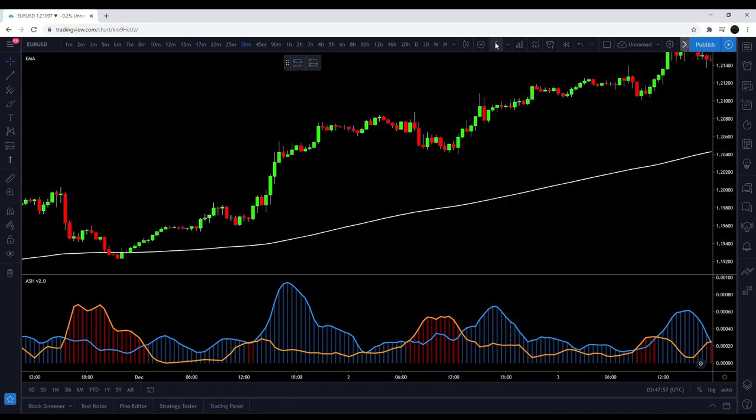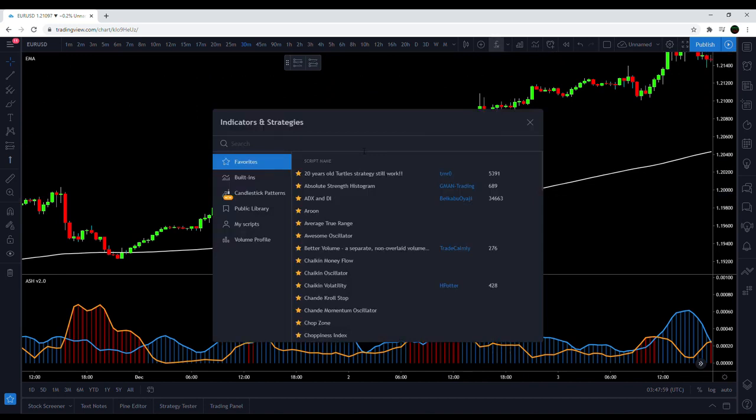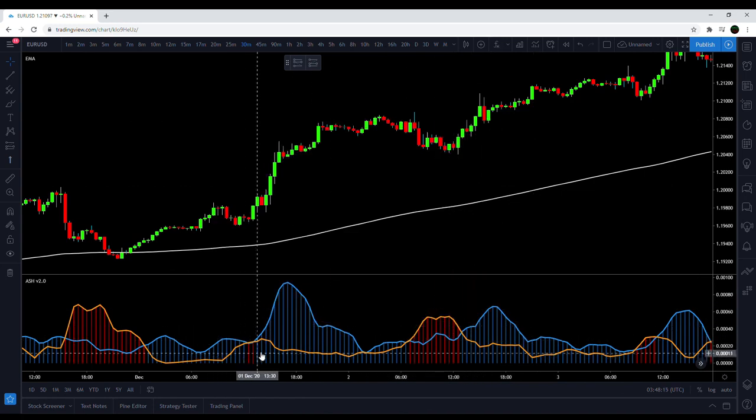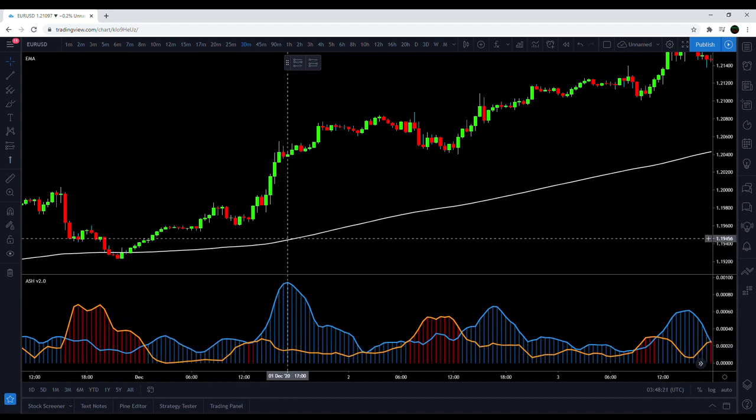So let me show you the version that I'm using, because if you look up the absolute strength histogram, there's a few different versions here. I'm using this one. I just like the way it looked the best. So here it is. There's the author, and you can go in and read it. How I'm going to be using it is how I described, with the histogram color flip. And along with that 200 EMA, I should be able to get in some good trending moves.